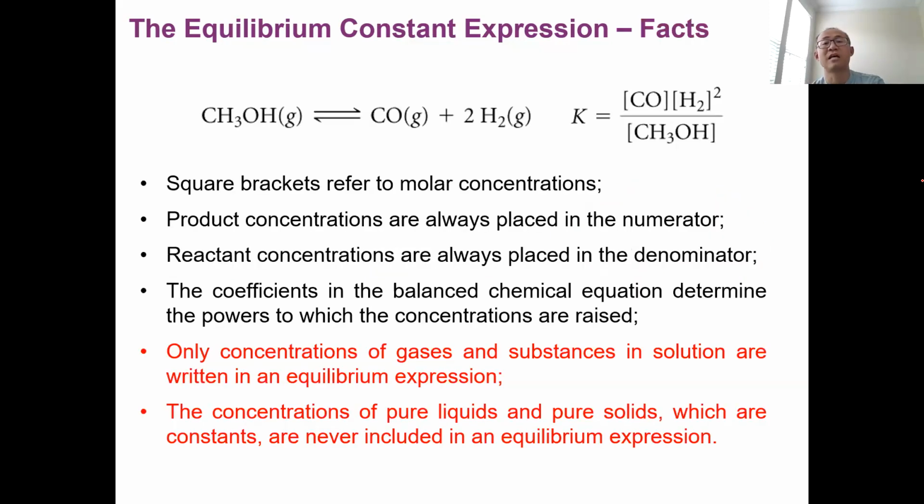And here are some facts, kind of an overview showing the importance of the equilibrium constant expression. Again, the square brackets refer to molar concentration, moles per liter, molarity. Product concentration is always placed in the numerator, which means the top. Reactants are on the bottom, the denominator. And the coefficient in the balanced equation determines the powers, the exponents to which concentrations are raised.